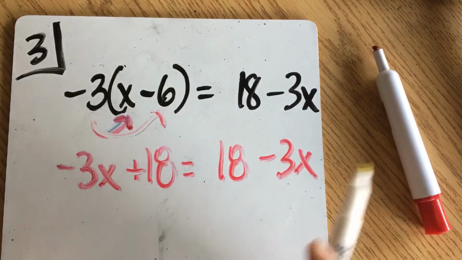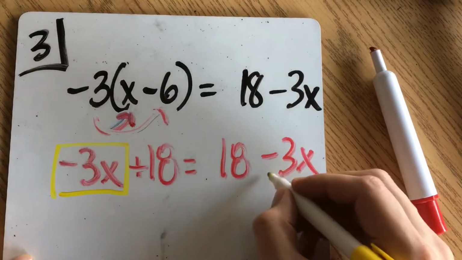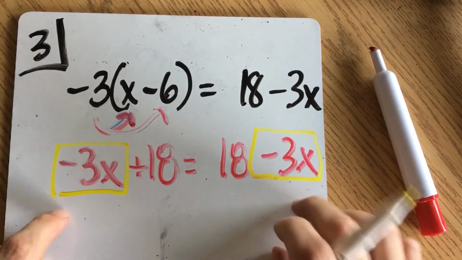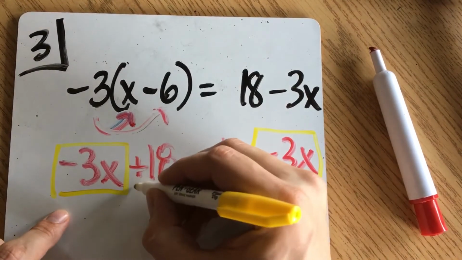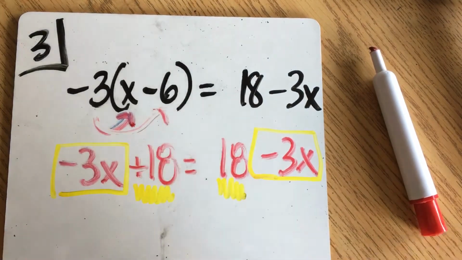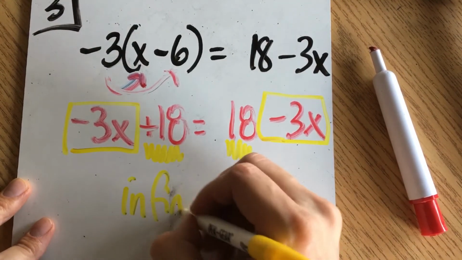Okay, time to be an inspector here. Let's check it out. I'm inspecting it. Do I have the same amount of x's on both sides? Look at that. I do. Negative 3 and subtracting 3. That's the exact same thing. And then do I have the same amount of constants? Positive 18. This is positive 18. I have identical twins. This is the exact same thing on both sides. So this is infinite solutions.